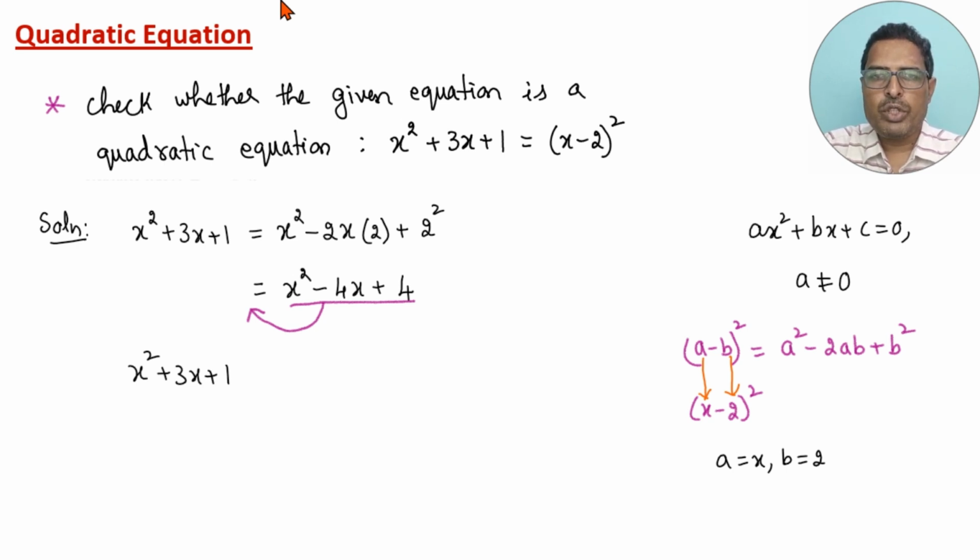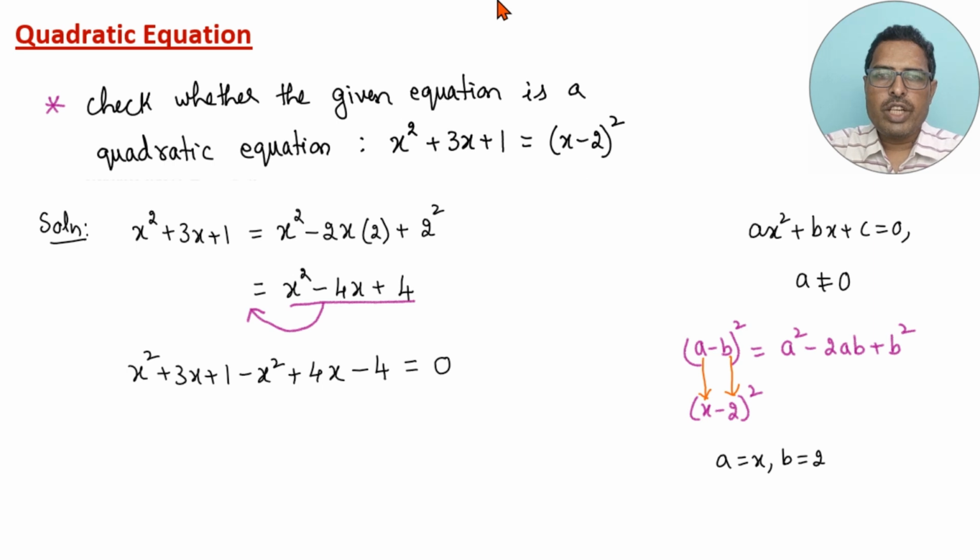What happens to this plus x square? When this plus x square comes to this side, it becomes minus x square. This minus 4x, when it comes to the left hand side, becomes plus 4x. And this plus 4 comes to the left hand side, it becomes minus 4, is equal to, on the right hand side we are left with 0.